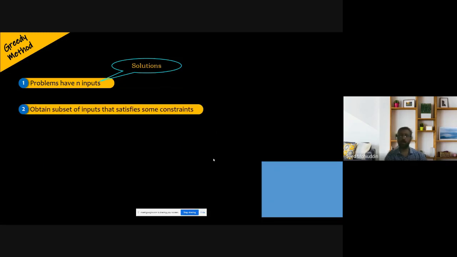Now, the problem is about using the greedy method, the greedy approach. There are n inputs, which can be solutions. Among those n inputs, there will be solutions. Then our purpose is to find a subset of the inputs, that is, among n, some subset which satisfies some constraints. The subset of inputs that satisfies the constraints are known as feasible solutions.